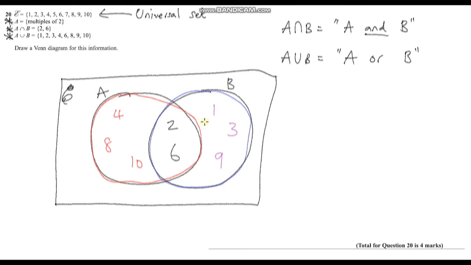Now we just need to look back at our universal set. Have we missed any out? We've got 1, 2, 3, 4. We haven't yet included 5, but it is part of our universal set. So we need to include 5. So 5 must be on the outside. If we carry on going, 6. We haven't included 7, so that must also be on the outside. 8, 9, and 10. So we've finished all of our numbers. So this is our answer.